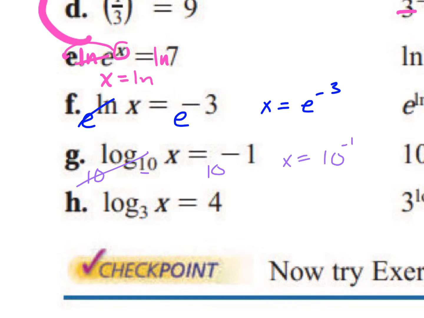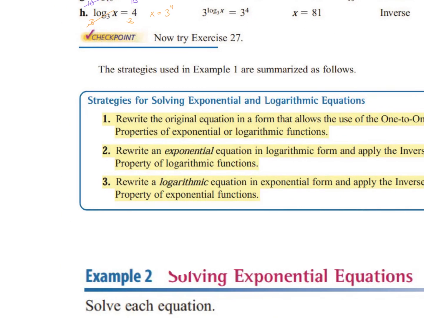So for h, same thing, put your big base to the same power as the little base. So this would be 3 to the power of log base 3 of x, and 3 to the power of 4. So this cancels, so you'll get x is equal to 3 to the power of 4. All right, so let's apply these in our examples.